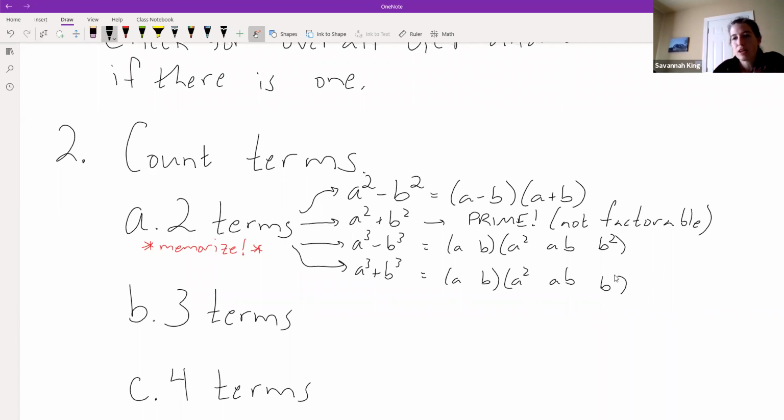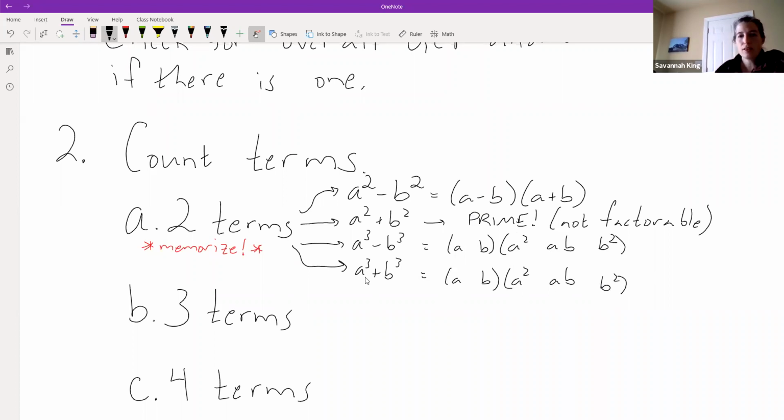So in the first set of parentheses, there should be an A and a B, and they'll be separated by some kind of plus or minus in a minute. And then in the second set of parentheses, there should be an A squared and then an AB in the middle and then a B squared. So you can see there's kind of a symmetry there to how this works.